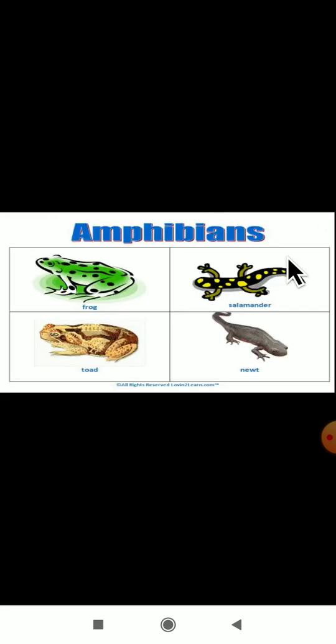So these are the amphibians: frog, toad, next one newt, salamander. These are some of the examples for amphibians. These are all the things we have studied in our previous class.